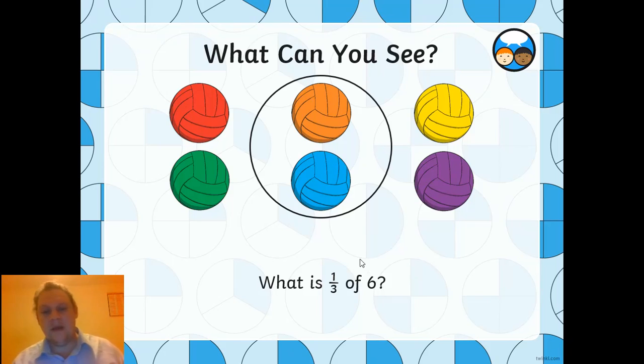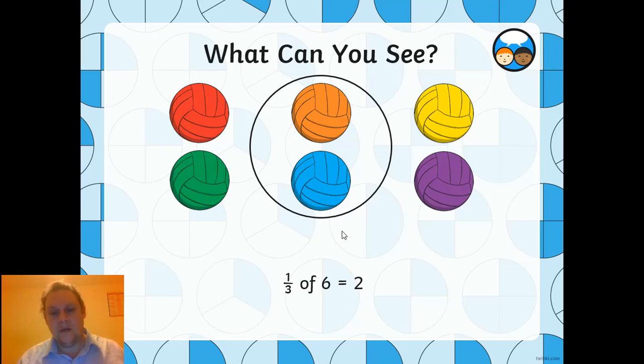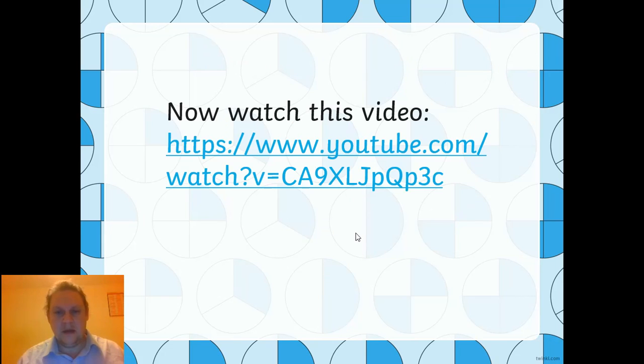So what is 1/3 of 6? 1/3 of 6 is 2. Okay? If we split 6 into 3 equal groups, each of those groups is going to have 2 in it. So 1/3 of 6 is 2.